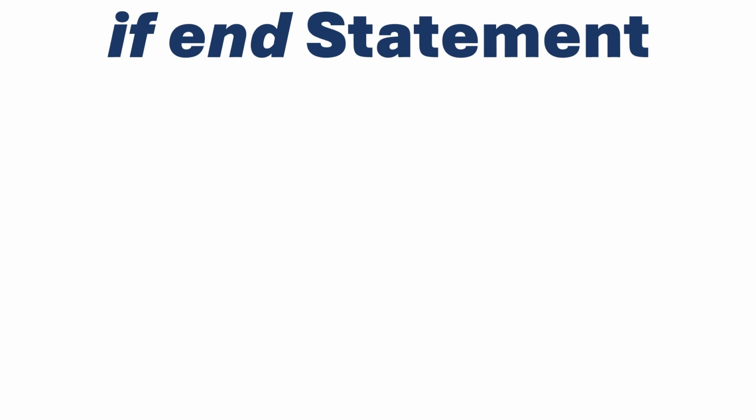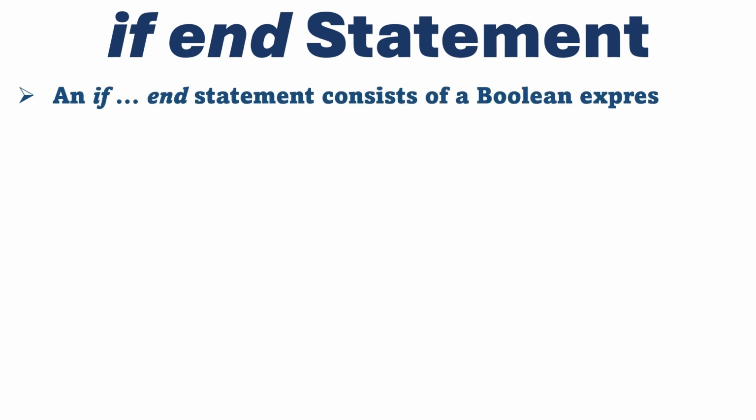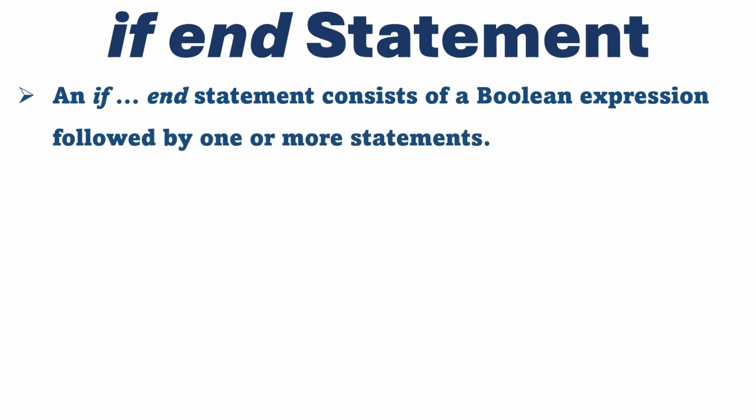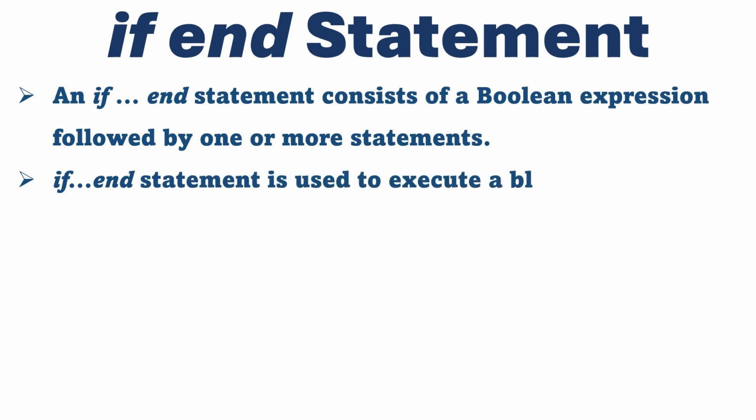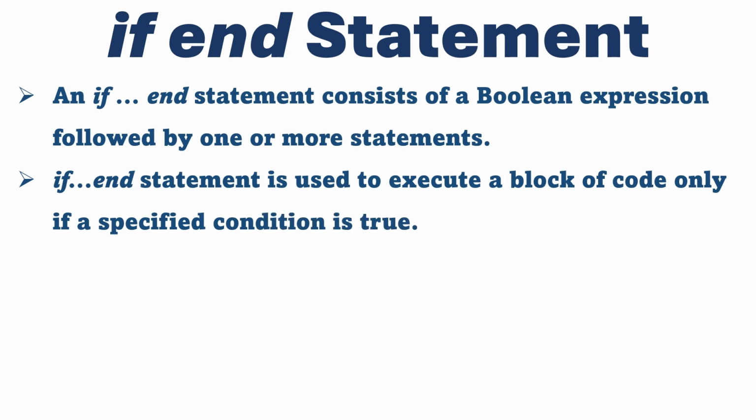Now let's start with the if-end statement. An if-end statement consists of a Boolean expression followed by one or more statements. The if-end statement is used to execute a block of code only if a specified condition is true. But how is the syntax written in MATLAB?